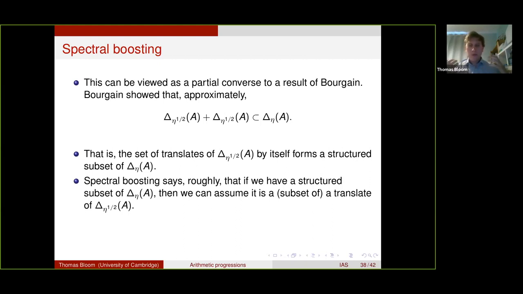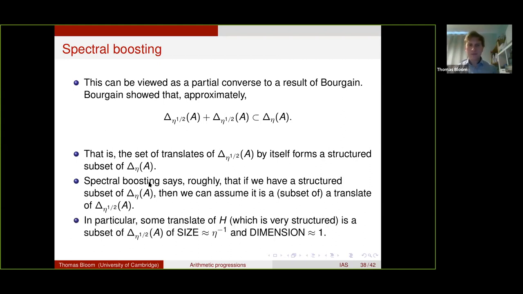This is why we call it spectral boosting: because we're recovering from the fact that it has some kind of structure, that not only is it a subset of the eta spectrum, but we can boost that spectral level to eta to the 1/2, which is much more powerful. So in particular, we can deduce that some translate of H, which is very structured, is a subset of the eta to the 1/2 level spectrum, of size eta to the minus 1 and dimension still big O(1). And now we're happy with this size because we've gotten so much better at the spectral level.